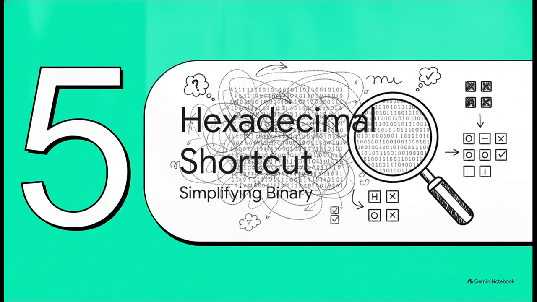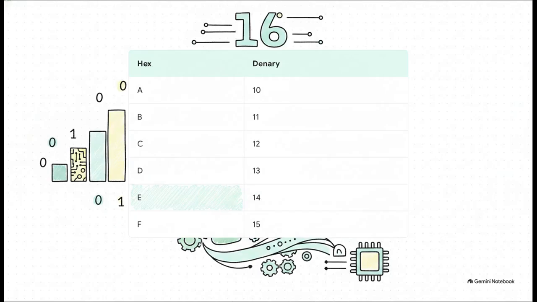Section 5, the hexadecimal shortcut. Okay, so we figured out how computers think, but we've kind of introduced a massive new problem. While binary is fantastic for machines, reading endless strings of ones and zeros is an absolute nightmare for human developers. It is just way too easy to make a mistake. Enter the elegant solution, hexadecimal, or base 16.